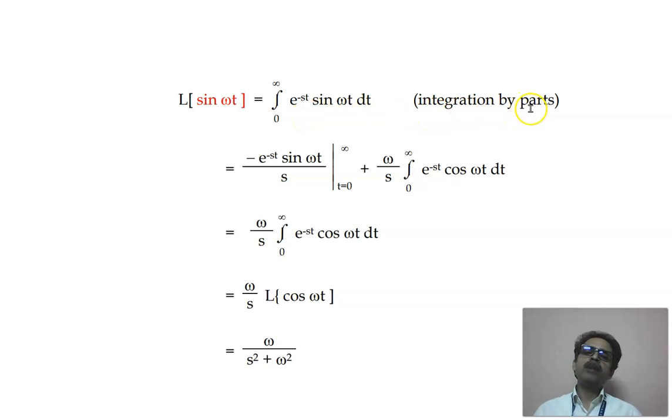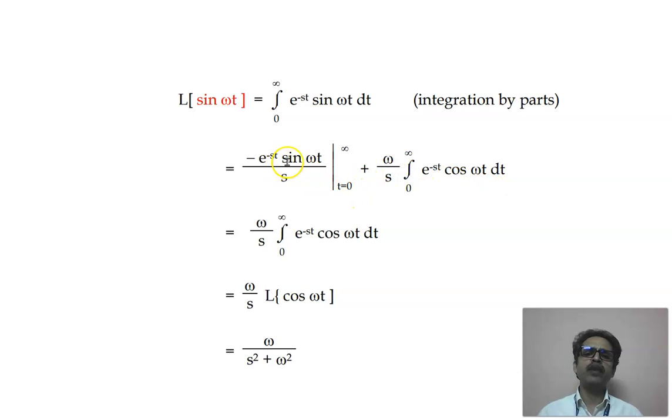So we apply integration by parts. Take sin omega t as the first function and e raised to minus st as the second function. When you apply integration by parts, you have the first function sin omega t as it is, times the integration of the second function. The integration of e raised to minus st is e raised to minus st into minus 1 upon s, and it has a limit t equal to 0 to t equal to infinity. Plus, next term we have a minus sign, and there you have to write the derivative of the first function times the integration of the second function.